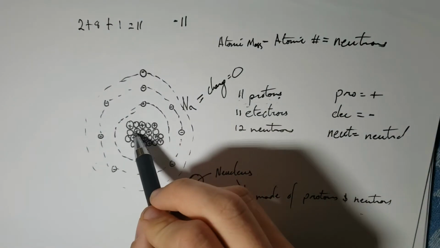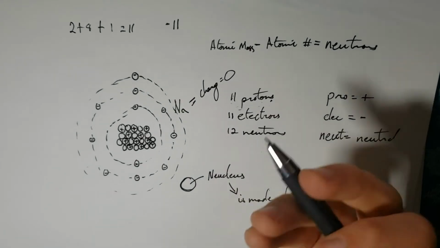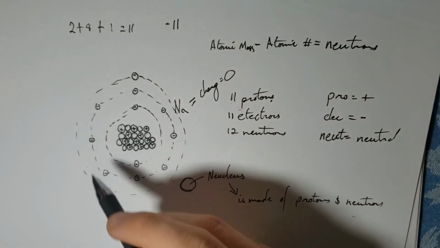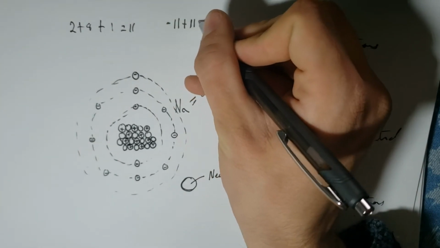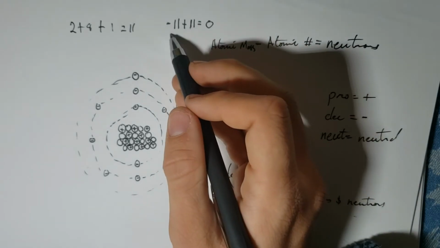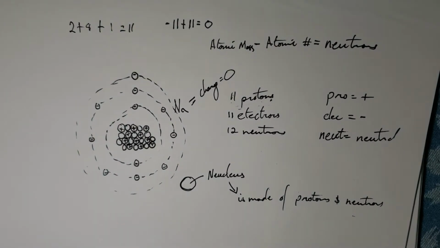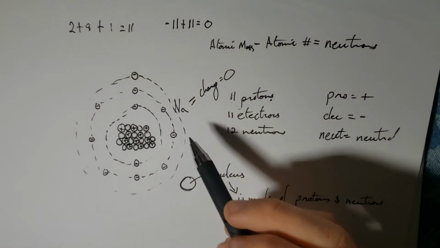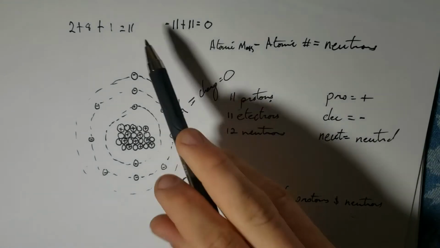And if we look at our nucleus, we can count the number of protons. And we could ignore the neutrons for now, since they're not significant to figuring out the charge of your atom. And we can go ahead and add 11. And we'll see that positive 11 plus negative 11 is 0. So that means that the charge on sodium should be 0.